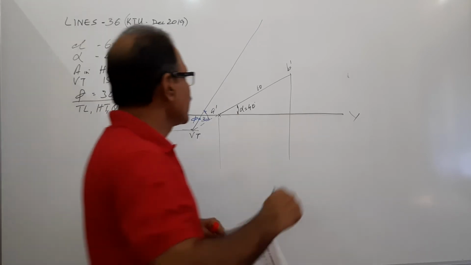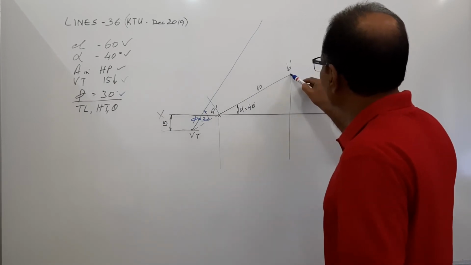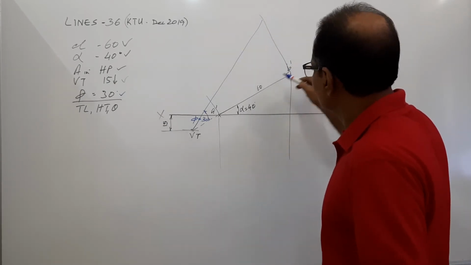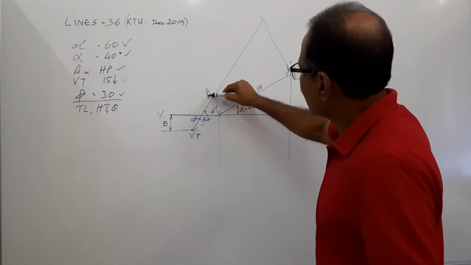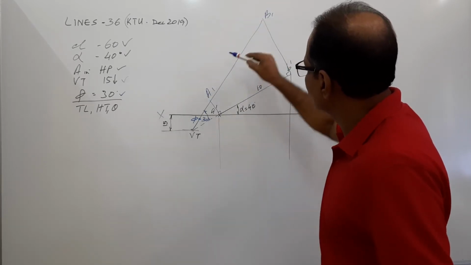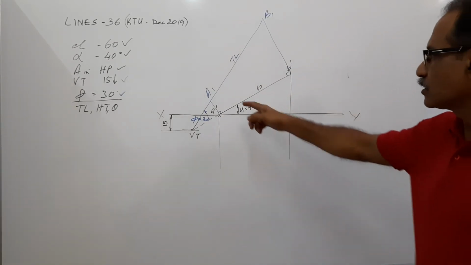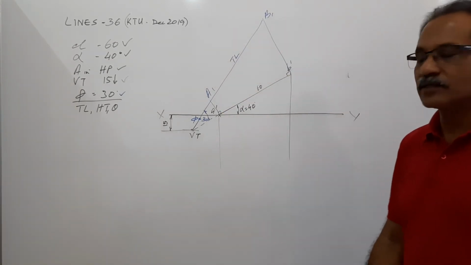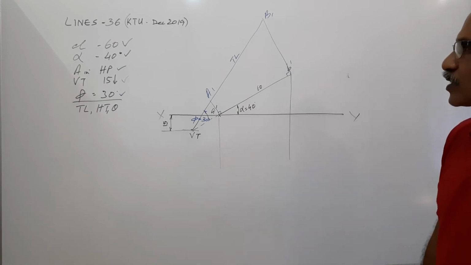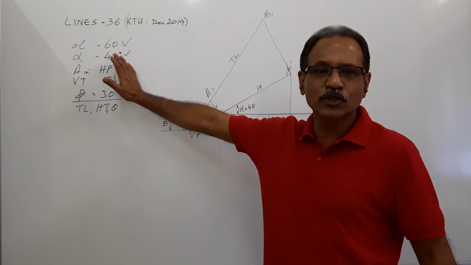Where is the true length? Erect a perpendicular at A dash. Erect a perpendicular at B dash. This is capital A1, B1, and this is true length. Agreed? Capital A1, B1, true length. Now, there is nothing more with us to use.